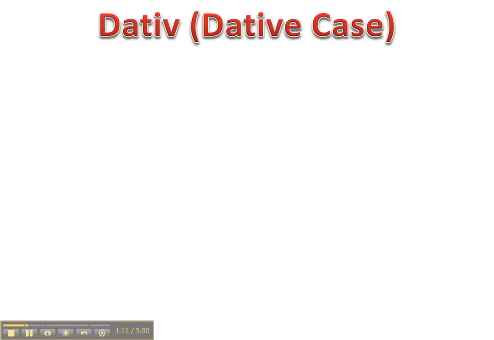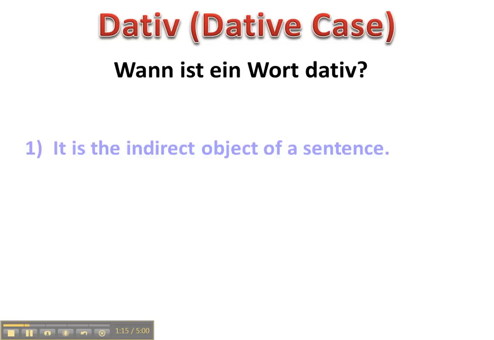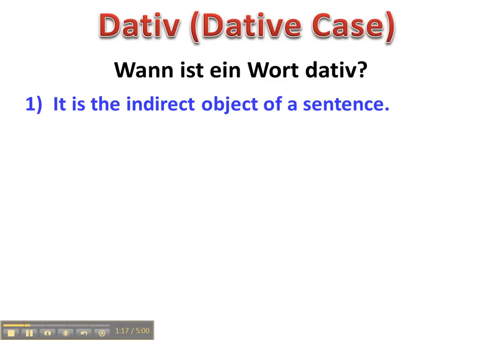Okay, so now we get to the dative case. The dative case, wann ist ein Wort dativ? It's dative when it's an indirect object of a sentence. That means the to whom or for whom something is given or done. It's receiving the action of the verb indirectly.